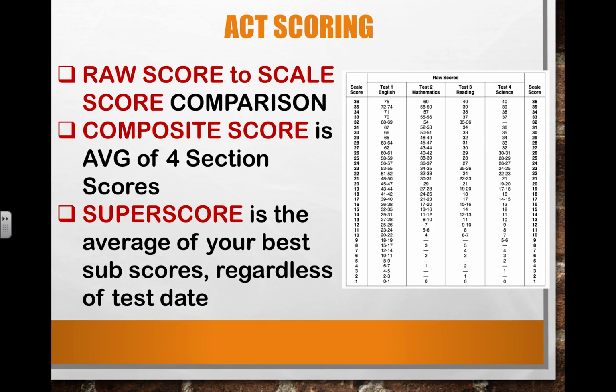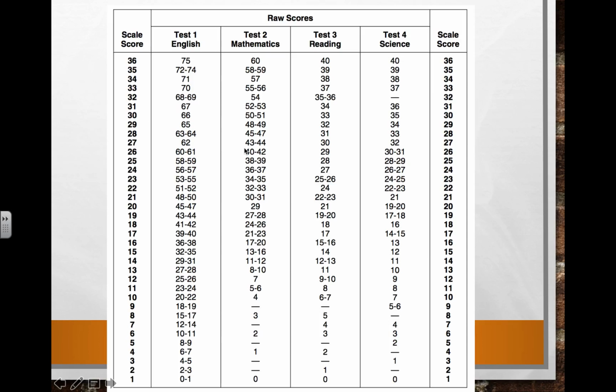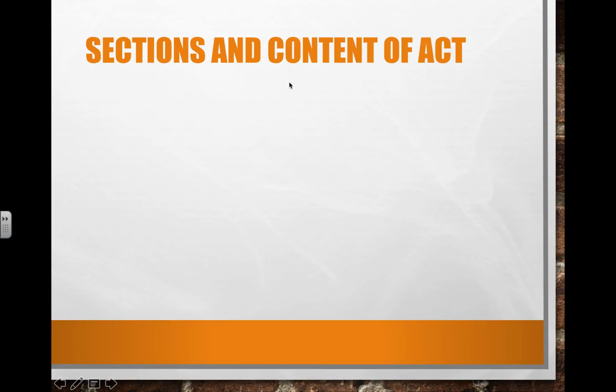And then you have a super score. If you take the test multiple times, they will take the best sub-scores, regardless of test date, and use them in your composite score. Here's another look at this: scale scores are on the 1 through 36 scale. That's the ACT score. Raw score is how many you get right out of the total number on the test.